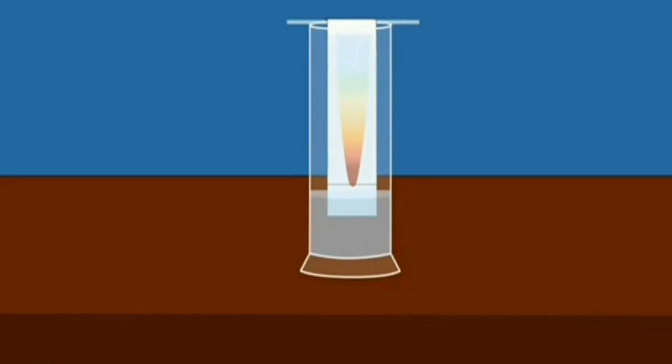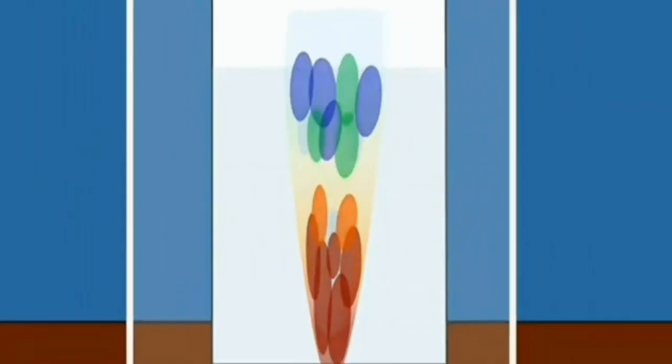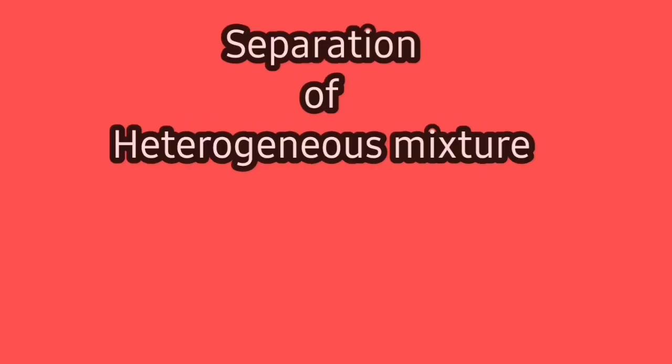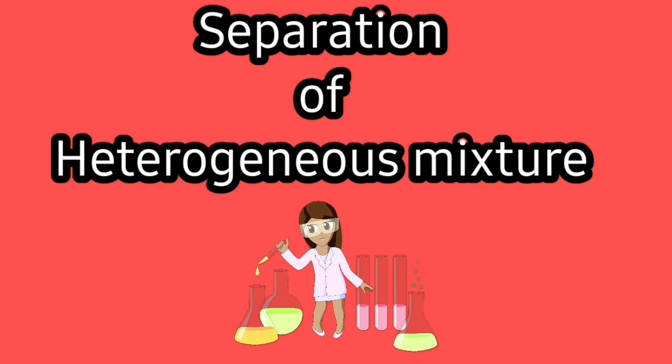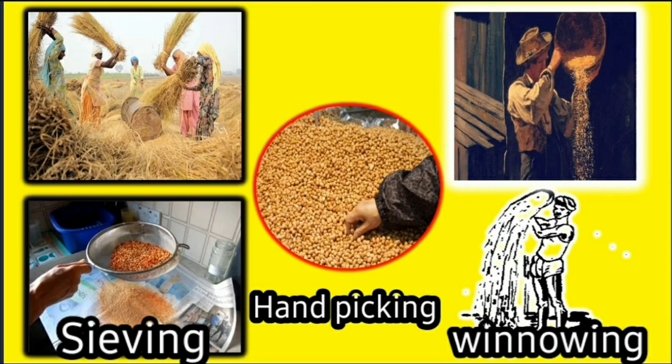As the solvent moves up the paper, the dyes are carried with it and begin to separate. They separate because they have different solubility in the solvent. Now we are going to discuss various methods of separating substance from heterogeneous mixtures. Handpicking, sieving, winnowing are used to separate the mixtures if both the components in the mixture are of solid type.